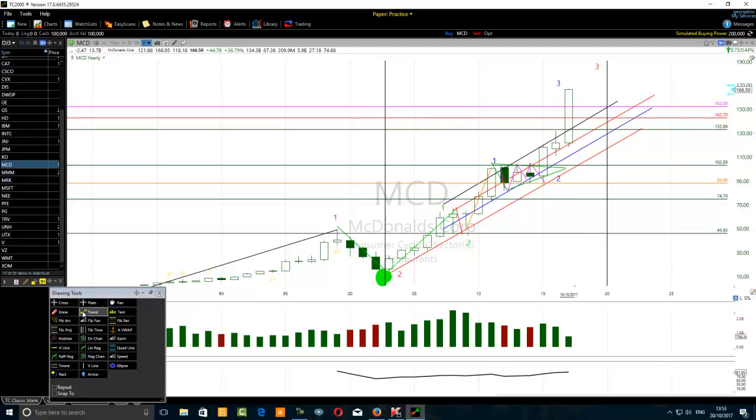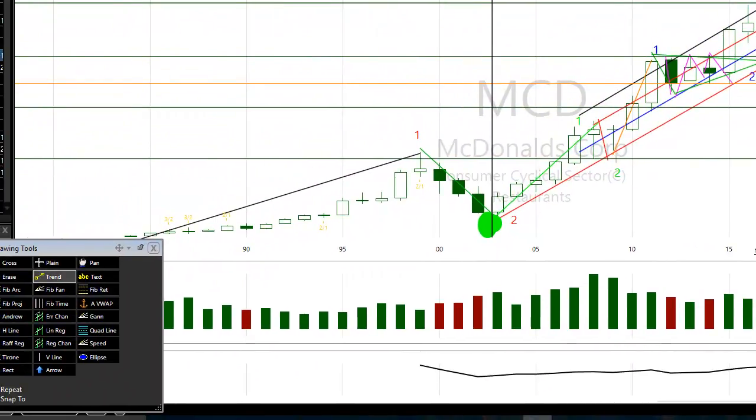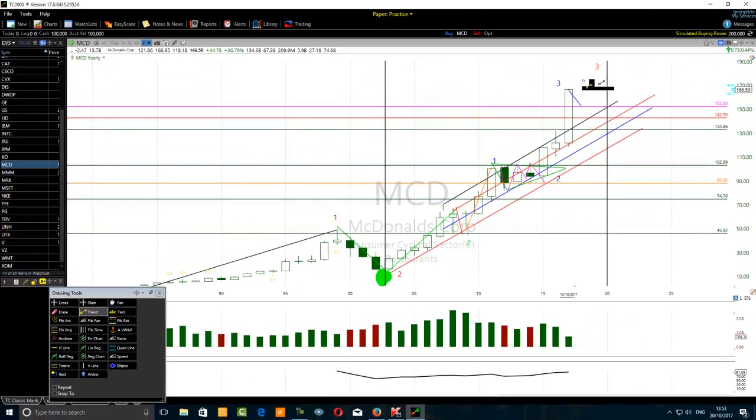So we will expect a bit of a move down like this, a little bit of a pullback, if that long candlestick bar is closed, before another move up.